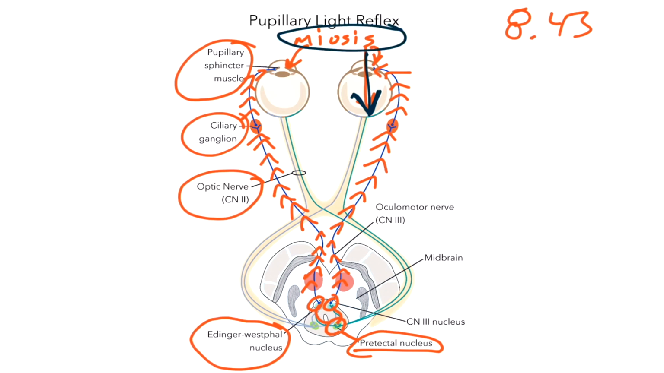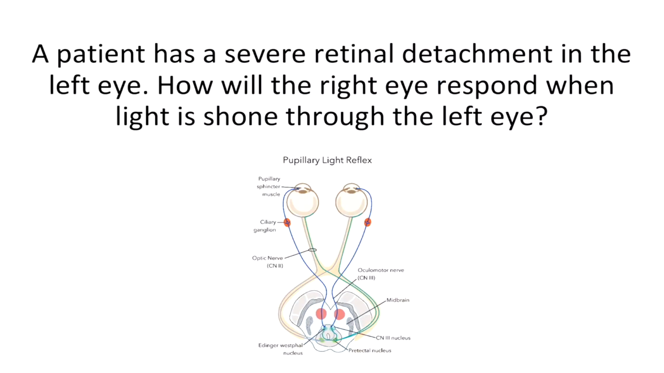This pathway is super important and very clinically relevant, not to mention a goldmine for examiners writing test questions for Step 1. So let's just work through a few questions to help you get prepared for how you might be tested. Okay, so a patient has severe retinal detachment of the left eye. How will the right eye respond when light is shone through the left eye?